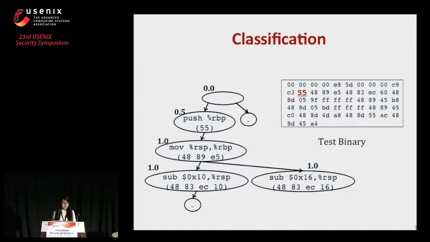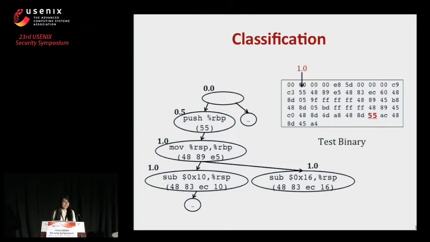We first disassemble it, and we found push RBP can be matched. And then we continue, we disassemble the following byte, and we find move RSP RBP can be matched. Finally, we try to disassemble one more instruction. We found either of the nodes can be matched. So we assign 55 a score of 1.0.